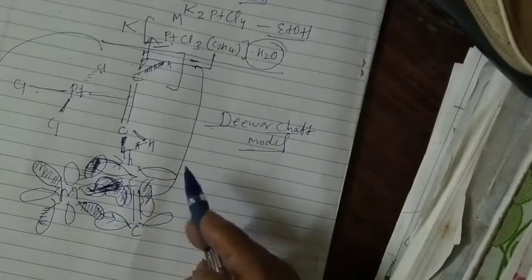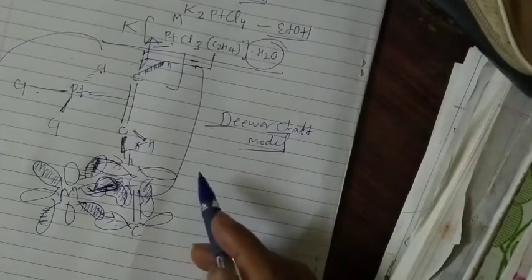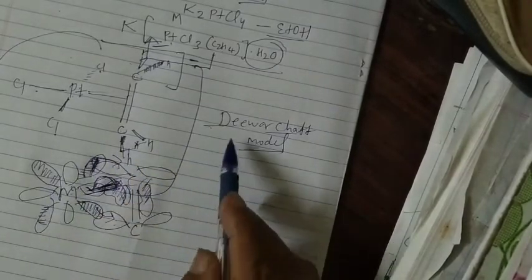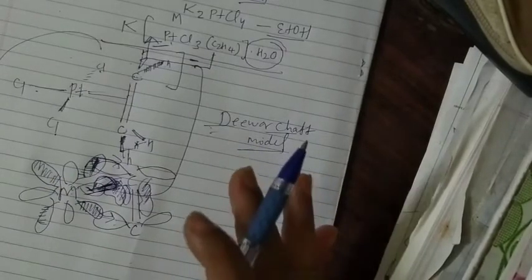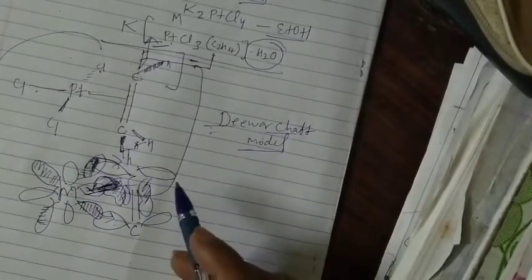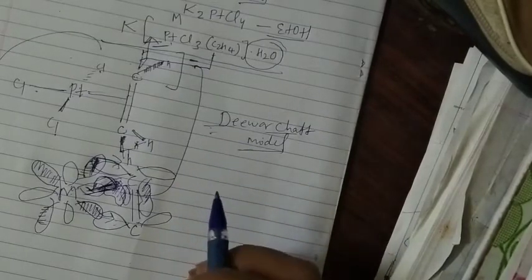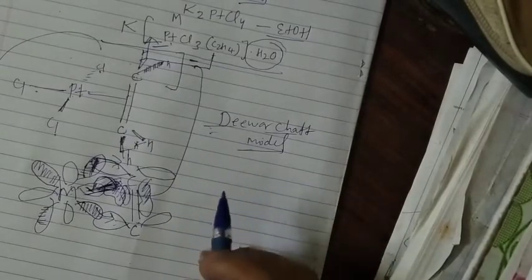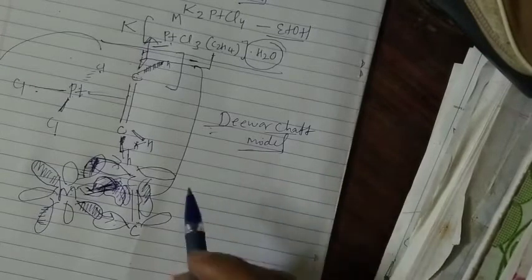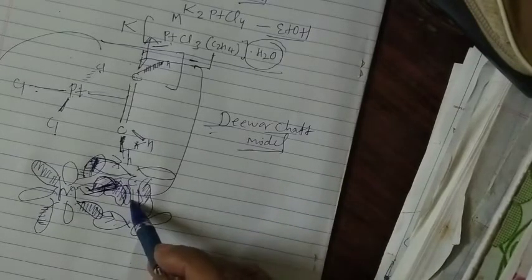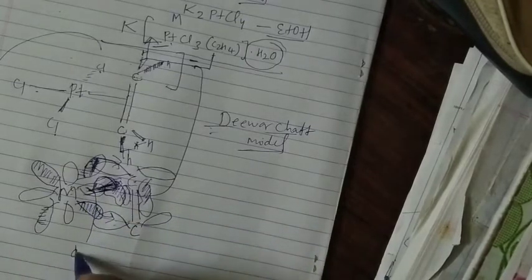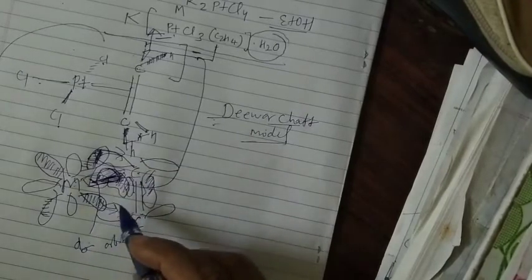So this type of model picture is given by the Dewar-Chatt model. So always this will be asked in the examination. Okay, so this is how you have to draw the picture whenever this is asked. So this involves, as I said, the donation of the carbon-carbon pi bond electrons to the empty d sigma orbital. So you can see this is an empty d sigma orbital, and the pi electrons are donated to this empty d sigma orbital of the metal.